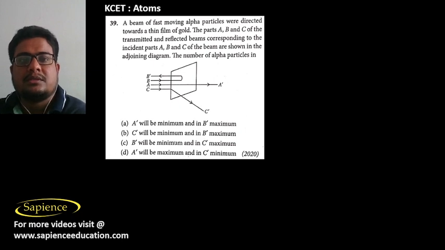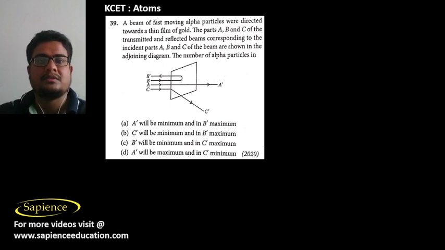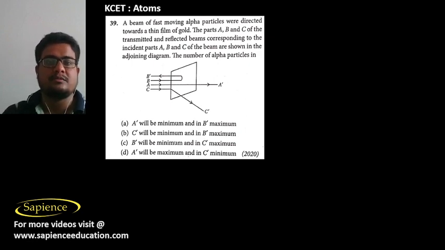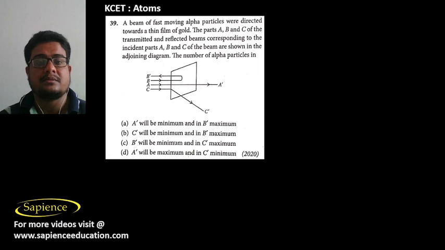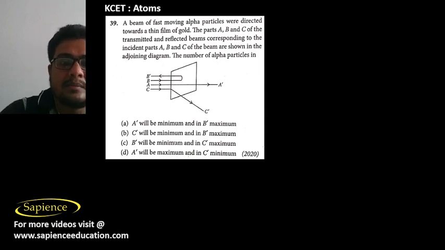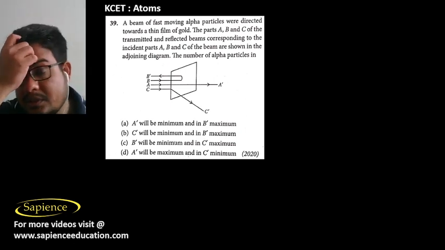In question number 39, it is told a beam of fast moving alpha particles were directed towards a thin film of gold. The parts A, B, and C of the transmitted and reflected beams corresponding to the incident parts A, B, and C of the beam are shown in the adjoining diagram. The number of alpha particles n. So in which point the number of alpha particles is maximum and in which part it is minimum.